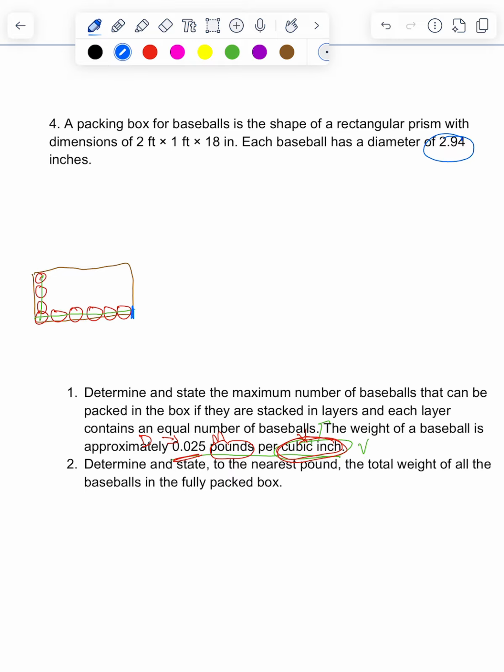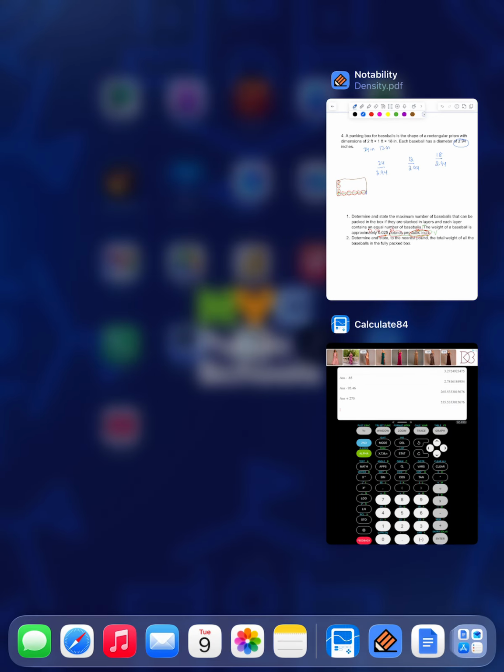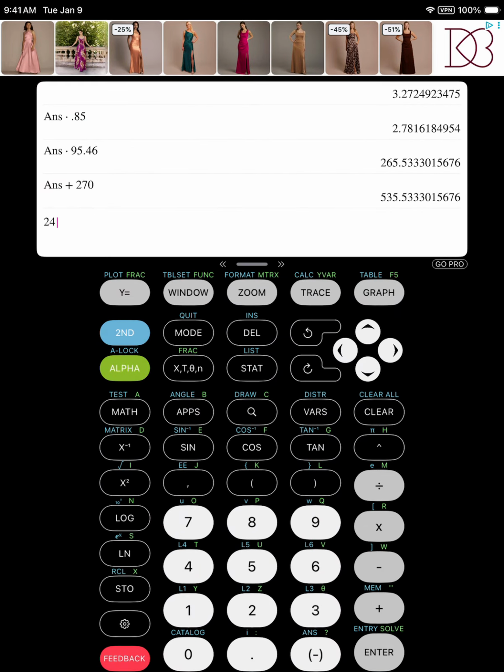So 12 times 2, that's 24 inches. 12 times 1, that's 12 inches. Everything's in inches now. So just like we were doing, I'm going to take the length and divide by the diameter, the width and divide by the diameter, and the height and divide it by the diameter. And I'm going to see what we get. First, 24 divided by 2.94. And notice how we get 8.1. We can't put 0.1 of a ball. And if we do 9 balls, that's not going to fit because it can only fit 8.1 diameters. So we're going to have to round down to 8.